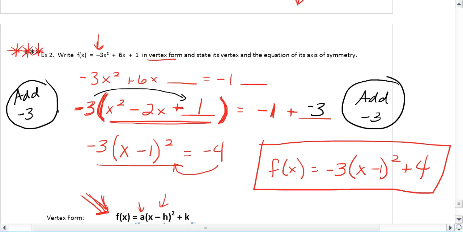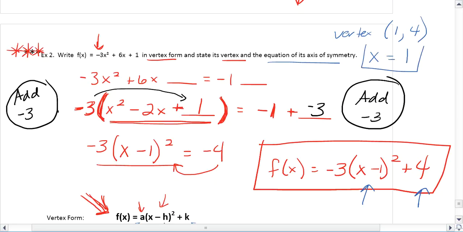We are asked to state the vertex. So again, we just pull that out here. This gives me the x coordinate of the vertex. If this is a negative 1, the vertex x coordinate would be a positive 1. And this is over 4, so that's the y coordinate of the vertex. The equation of the axis of symmetry, x equals, it goes right through the vertex, goes right through the x.